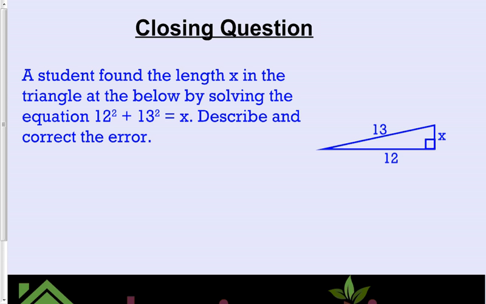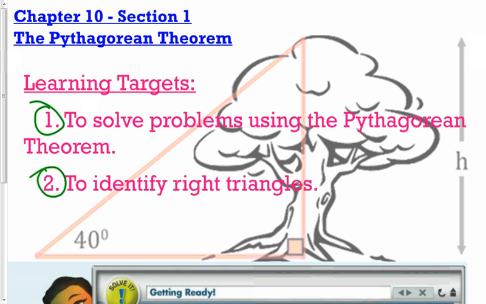So I'm going to leave you with this. A student found the length x in the triangle below by solving the equation 12 squared plus 13 squared equals x. Describe and correct the error. What did the student do wrong, and how could you fix it? That's the last thing I want you to think about going in, finishing up this video, because we've covered our two learning targets, which were to solve problems using the Pythagorean theorem and to identify right triangles. All right, and that is section 1 of chapter 10.